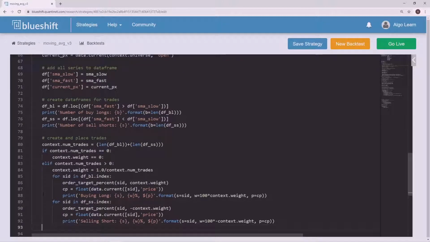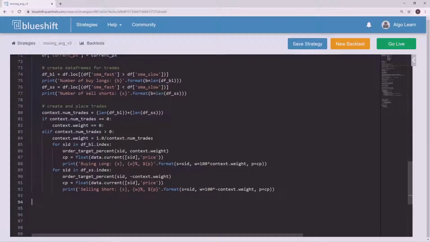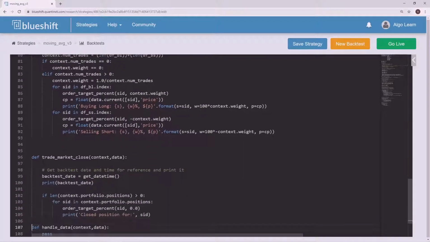And so we create and place the trades. We have our weights, we placed our trades, and then what happens after that? We're basically done. We're holding on to those positions for the entire day, and then 10 minutes before close, here's what happens. It's going to print our date and time just so we know, and hopefully the time that prints is 10 minutes before the market closed.